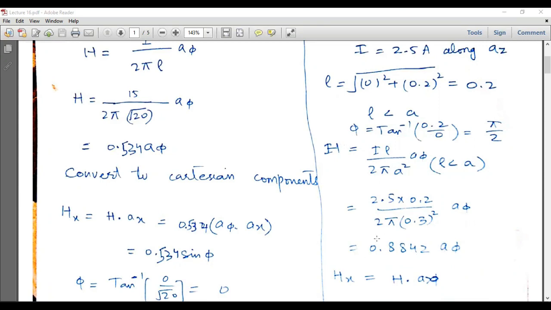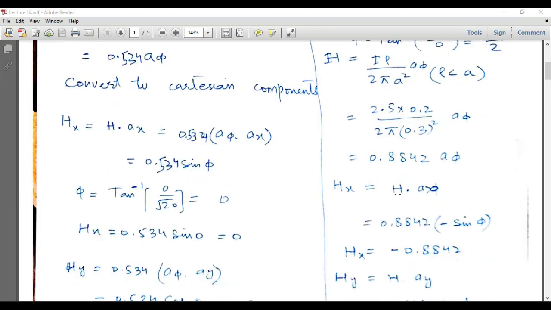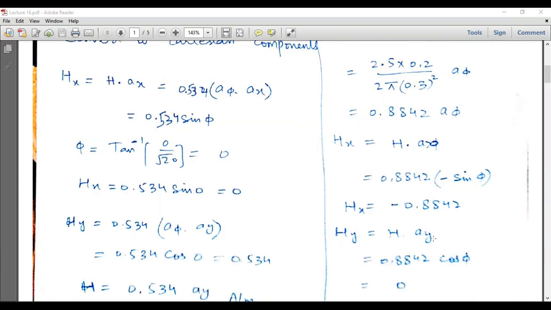Now convert this H to Cartesian components, and Hx is equal to H dot ax, and that will be equal to 0.8842 times minus sine phi, right? And Hx will be equal to this term. Similarly, Hy is equal to H dot ay, and it will be equal to cos phi, so cos 90 will be equal to 0, so H will be equal to 0.8842 ax.